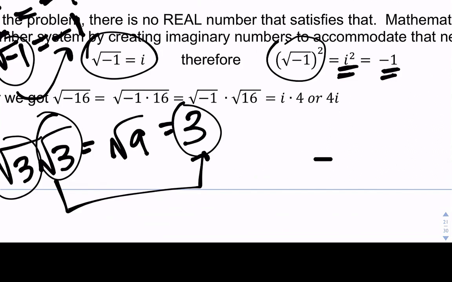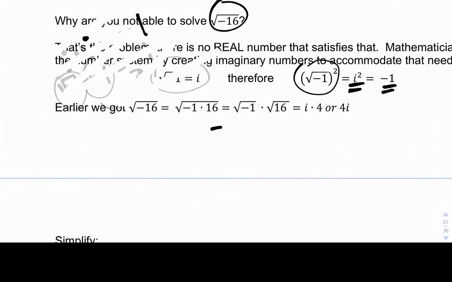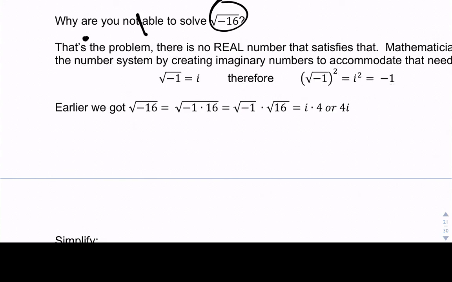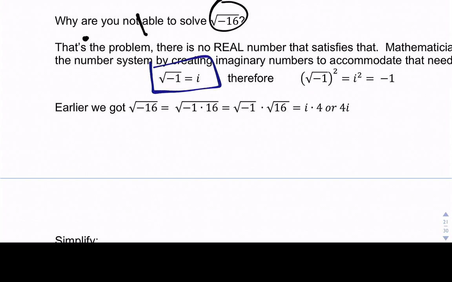So for today's lesson, whenever we see, this will be the important part right here, the square root of negative 1, we change that to an i. And if we have i squared, that equals negative 1. And we'll spend 2 days looking at that.